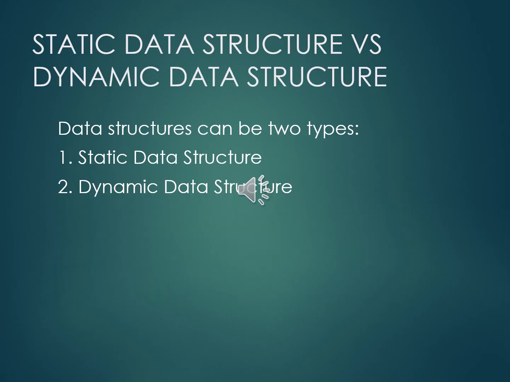Data structures are broadly categorized into two types, static and dynamic. A static data structure has a fixed size, meaning the amount of memory required is determined before the program runs. Arrays are a common example of static structures. On the other hand, a dynamic data structure can grow or shrink during execution, adjusting memory usage as needed. Linked lists are a typical example of dynamic structures. Understanding this distinction is key to choosing the right structure for a given problem.